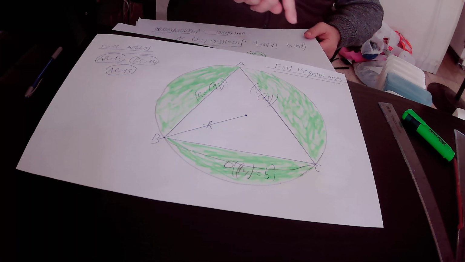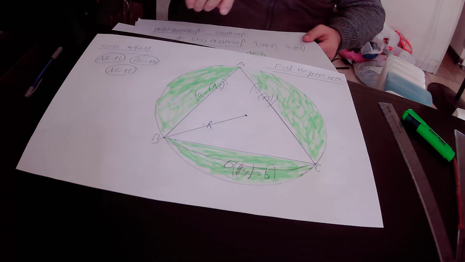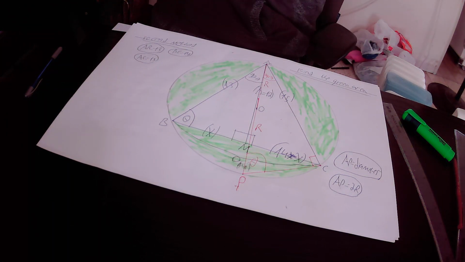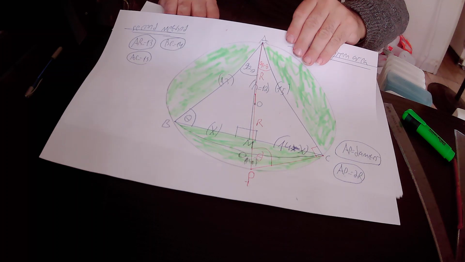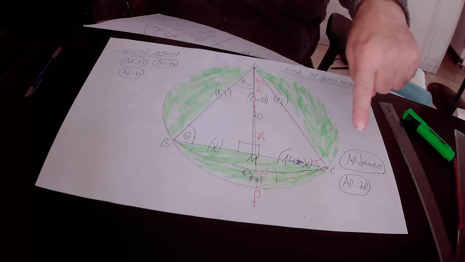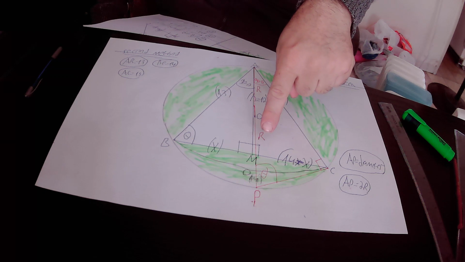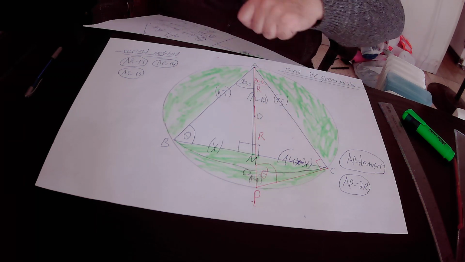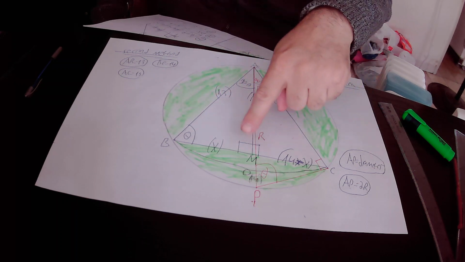In the next step, I presented how to find the area of this green shape according to the second method. In the second method, we did a construction: from point A, we draw a perpendicular on BC. So this angle equals 90 degrees, and this angle also equals 90 degrees according to our construction. We define the touching point of the perpendicular from point A and BC as M.